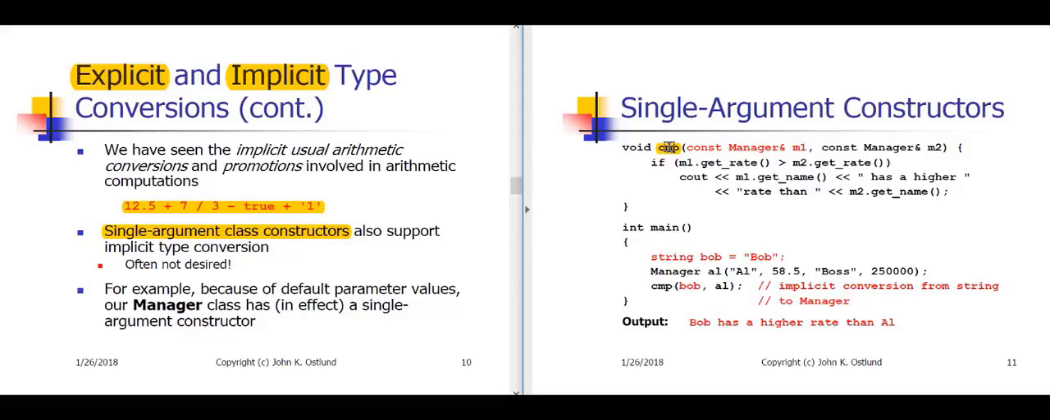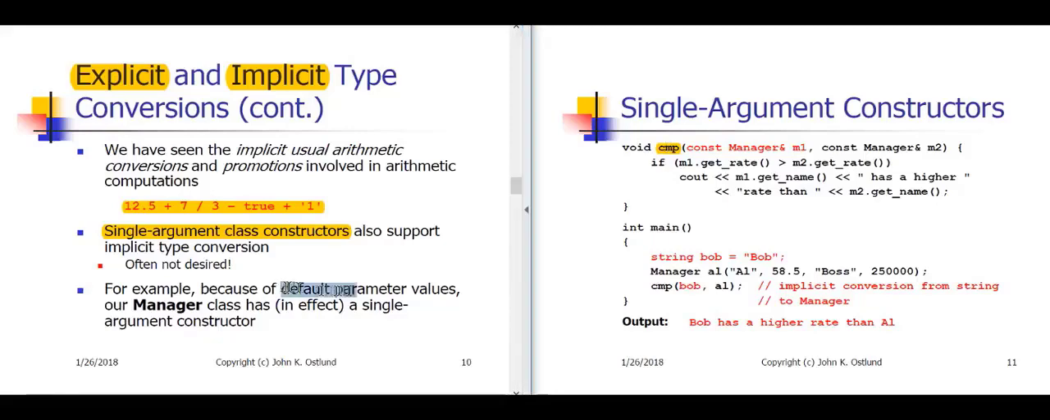In the implementation of the CMP function, we're saying, all right, if M1's rate, that is, if M1.getRate, is greater than M2's rate, M2.getRate, then we'll display a message saying M1.getName has a higher rate than M2.getName. This seems quite reasonable. You receive two references to manager const, you compare their rates, and you print out a message if the one on the left has a higher rate than the one on the right.